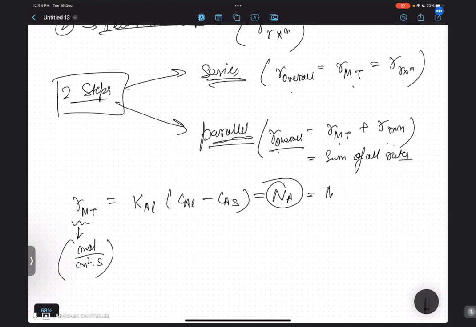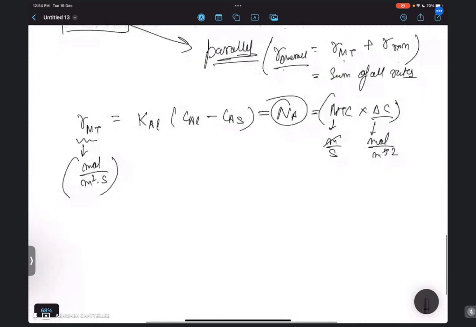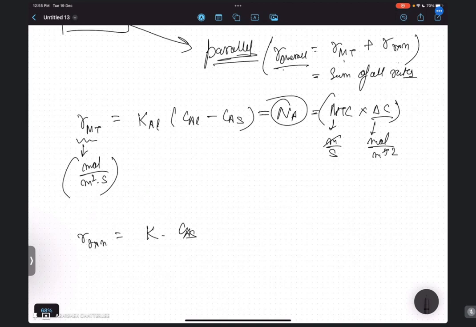That is your mass transfer coefficient, MTC, into your concentration difference. This we have already done in mass transfer. What is the unit of the mass transfer coefficient? Meter per second, and concentration difference is mole per meter cube. So this in turn will make it mole per meter square second. Clear? What will be this R reaction? R reaction will be equal to K into CAS, isn't it?